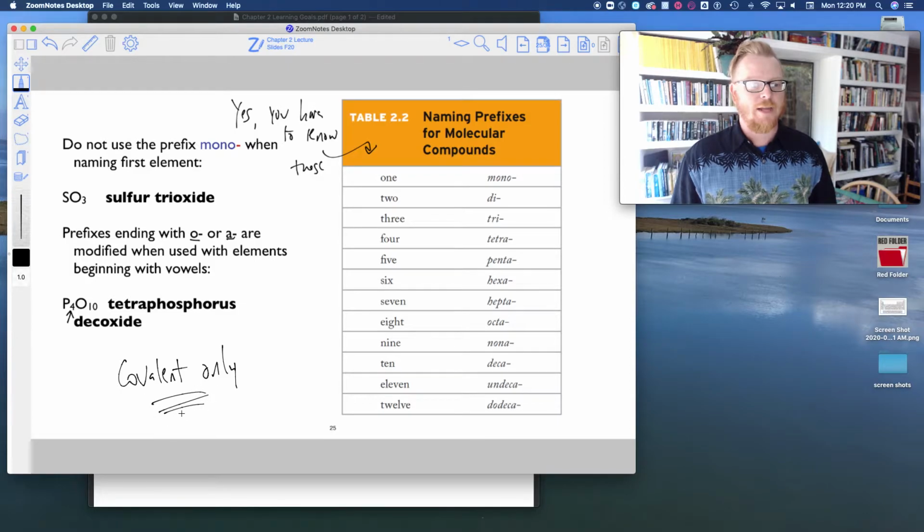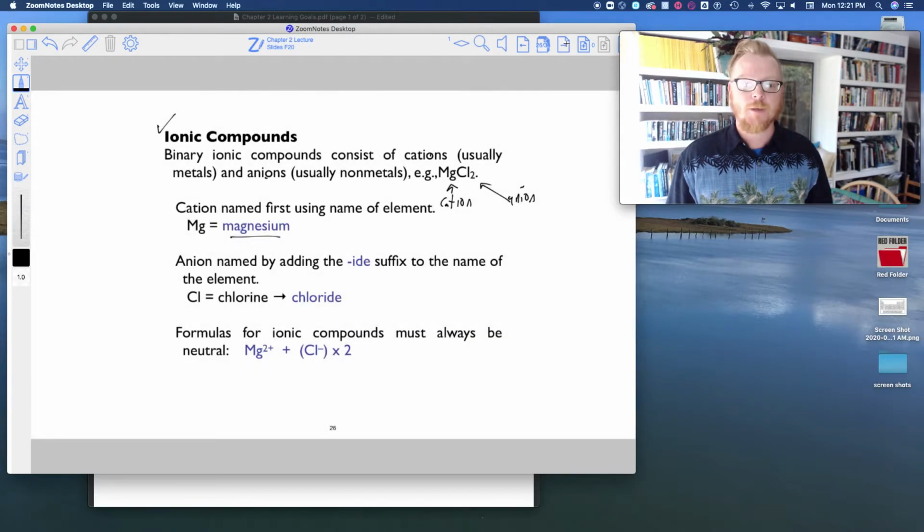Okay, tattoo that on your forehead. Covalent only for these prefixes. Okay? So let's go back to ionic compounds. Cation, anion. Cation first, anion second. Cation is just straight the name, magnesium. The anion, we put an "ide" at the end also.